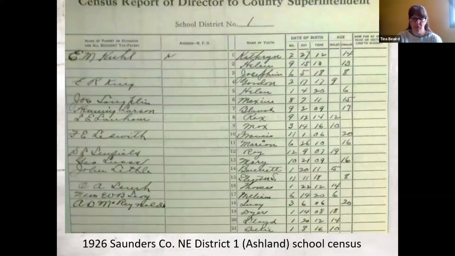This one's, again, from Saunders County, Nebraska. I had shown you one earlier. This was 1926. They start giving you the actual dates of birth and the age, and then the names of the parents or the head of the household. So you can see that you can get some really, really good, useful information out of these.